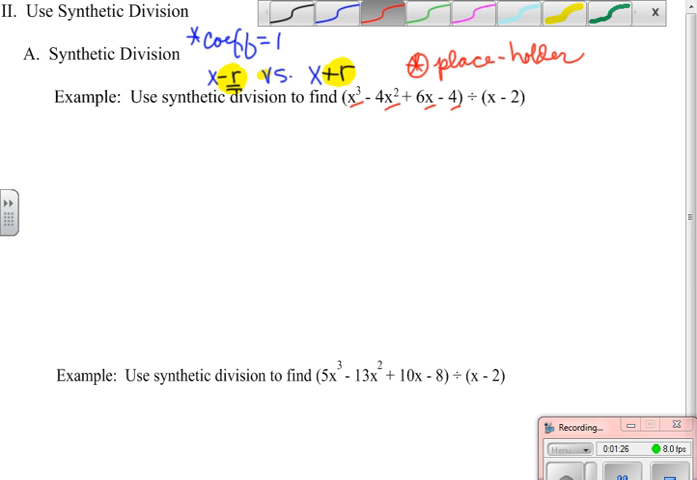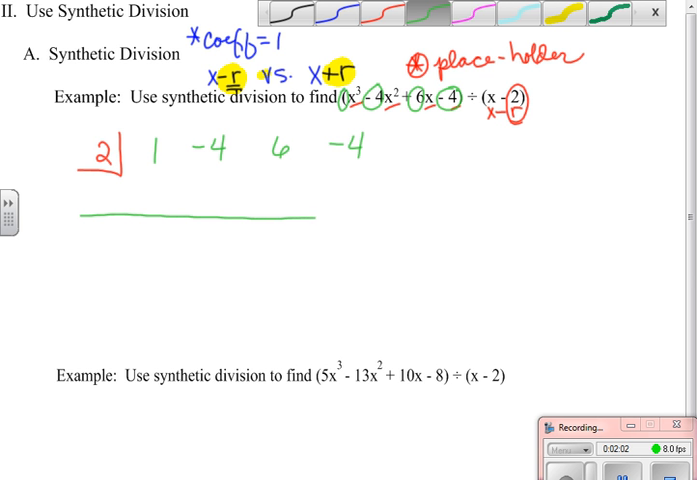So here's how this goes. Here's my divisor, and it looks like x minus r. And so I'm going to pull that 2 out, and I'm going to do a little bracket like that. That's what's going to go into the other numbers. Then what I'm going to look for and pull out is just the coefficients in each one of the terms that I'm dividing into. So the coefficient of the x cubed is 1. The coefficient on the x squared is minus 4. Coefficient on the x is 6. And the constant is minus 4. And then you draw a line.